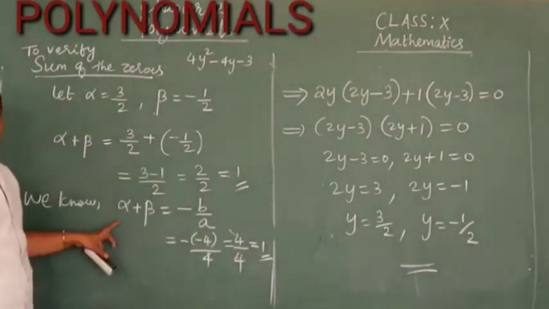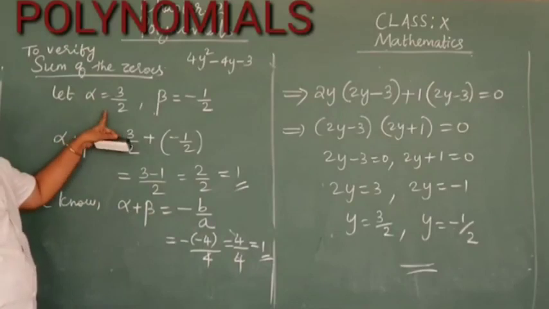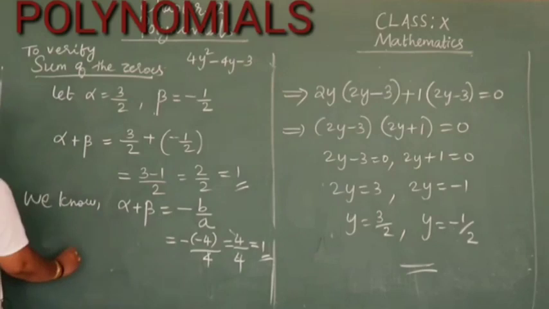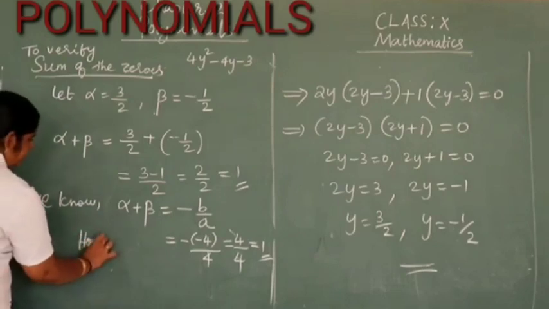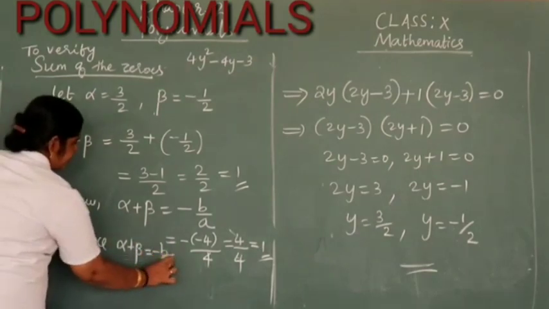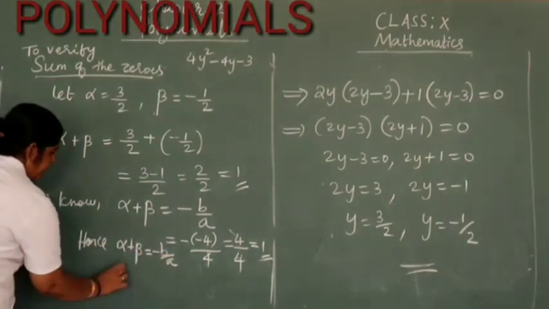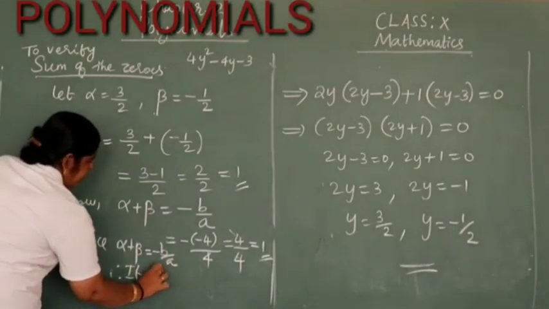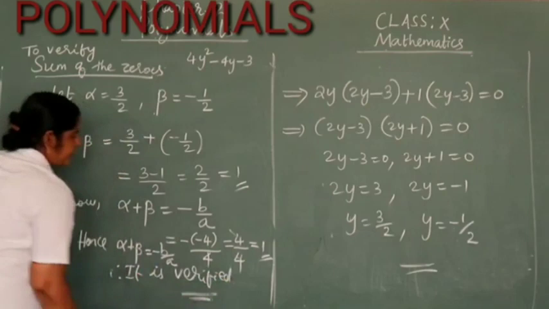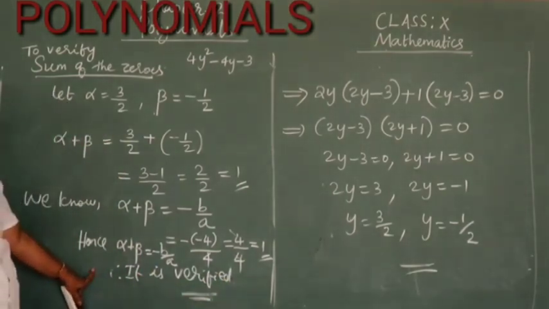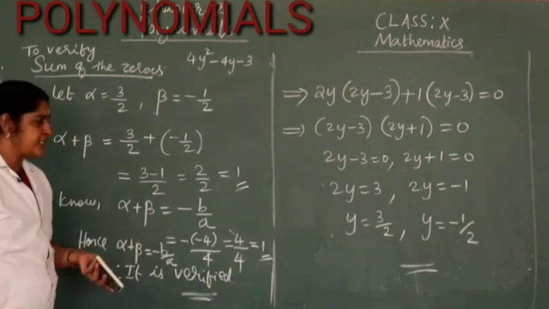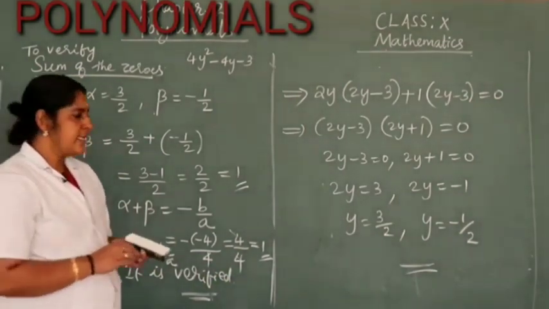So what does it mean? This means the sum of the zeros using this relation is verified. So you can write, hence alpha plus beta, we got it is true, minus b by a. Therefore it is verified. So the relation for sum of the zeros is verified. Now in a similar way we are going to check the second relation, that is product of the zeros.